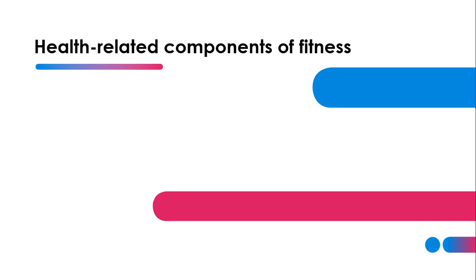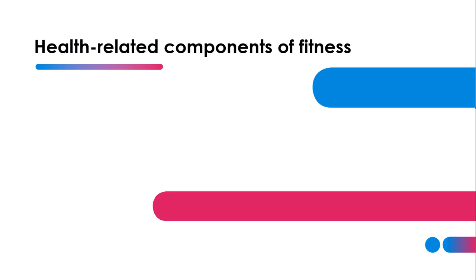Hello all. So today we are talking about the health-related components of fitness. This is chapter 7 and part 3. So health fitness can help prevent hypokinetic diseases, which are caused by insufficient physical activity. The components of health fitness include cardiorespiratory endurance, body composition, muscular strength and endurance, and flexibility.